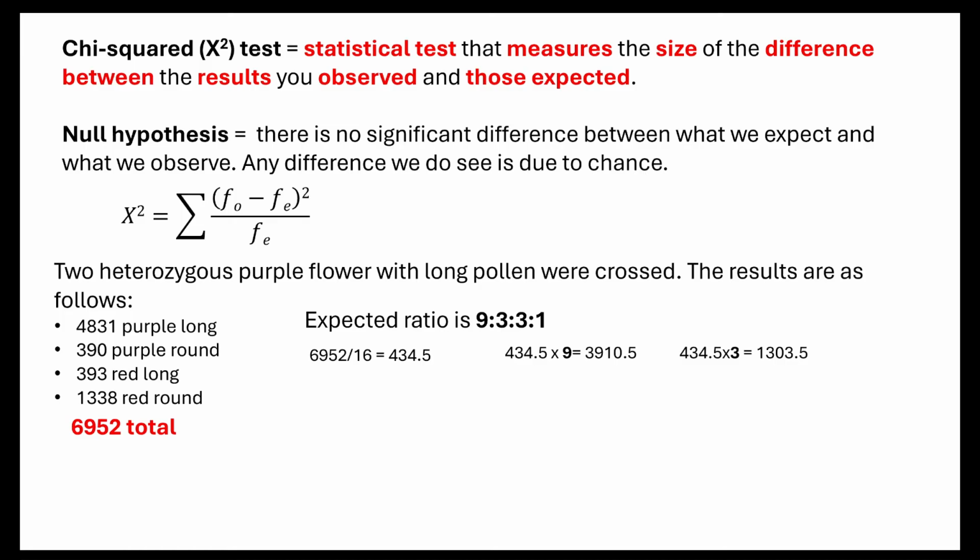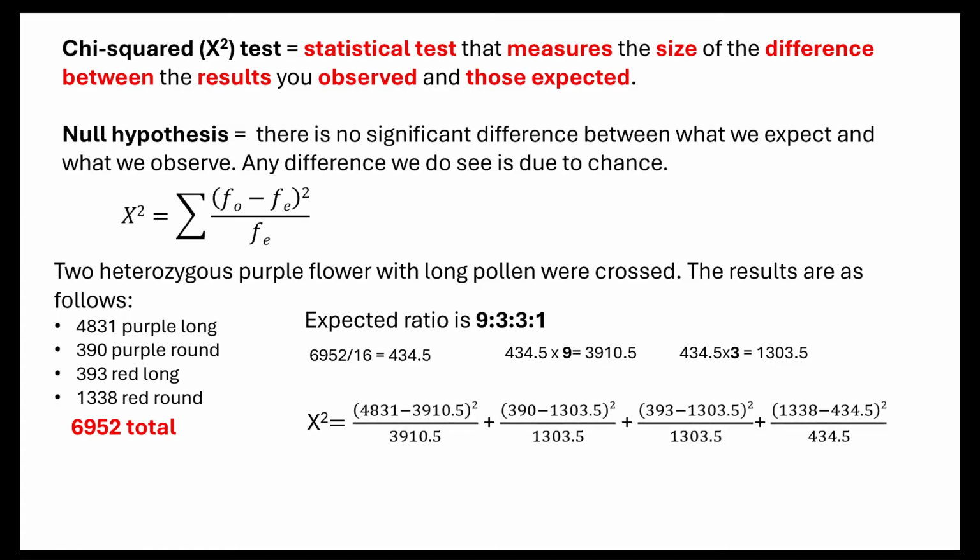And then what we do is we input that information into our equation. So we have our chi-squared is the sum of the observed minus the expected squared divided by the expected. So as you can see, you put that into your calculator and what do you get? My chi-squared value is 3,771.5913. So what do I do with this now?